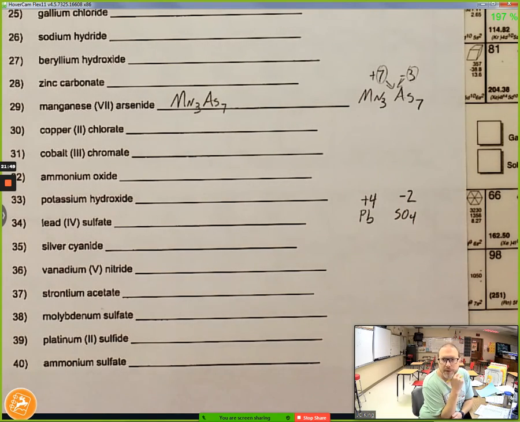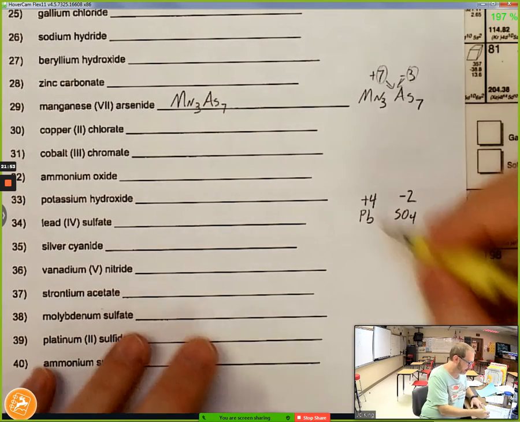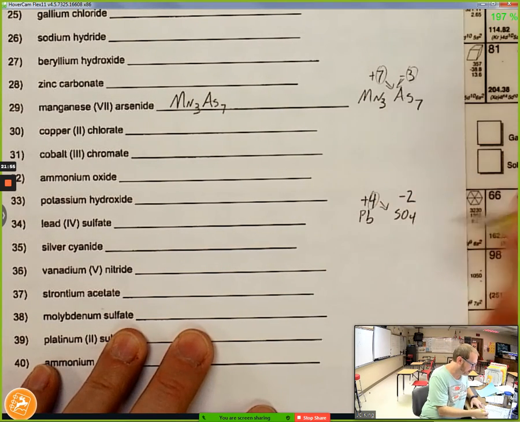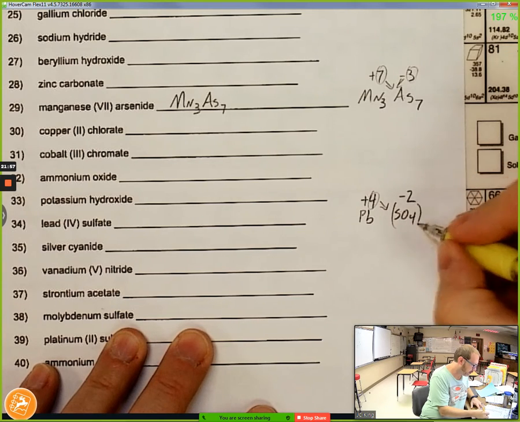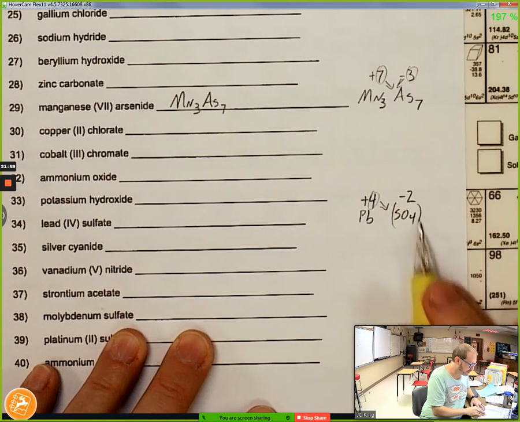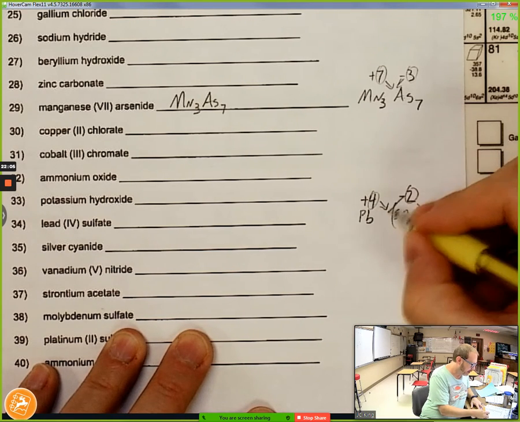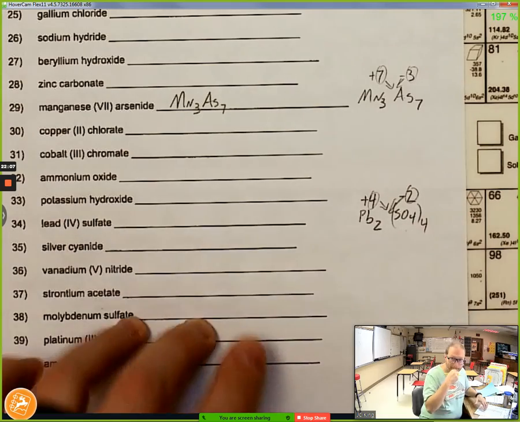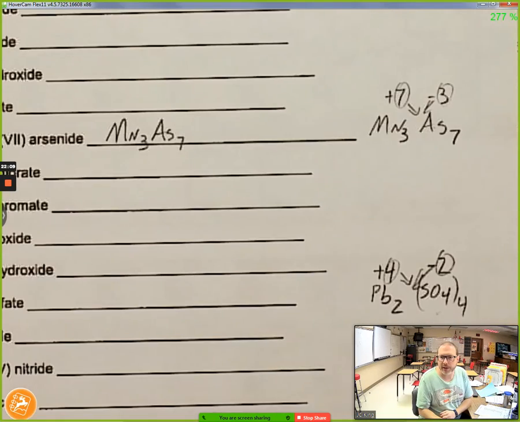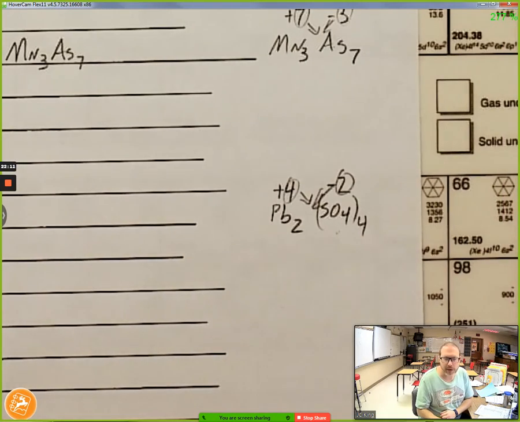Okay, so now I'm going to do the crossing over trick. Take the 4 and cross it down there. Put him in parentheses because I know that that has to be intact, and I'm going to have 4 of them. I'm going to take the 2, and I'm going to cross it down here. Now, I want to look at the formula that I've got before I write it in the blank. I've got a ratio of 2 of those.